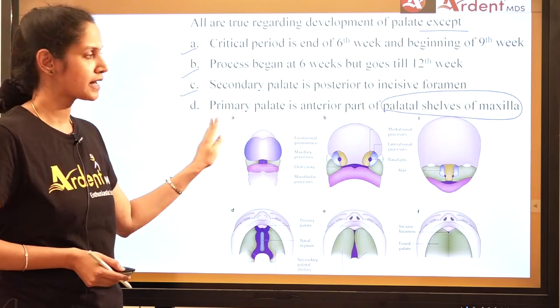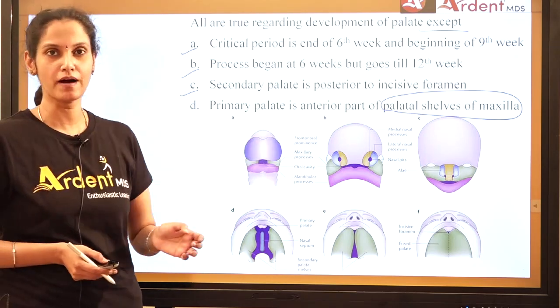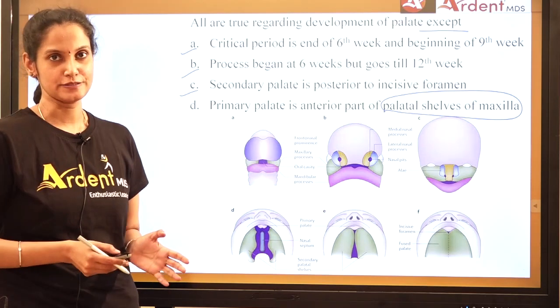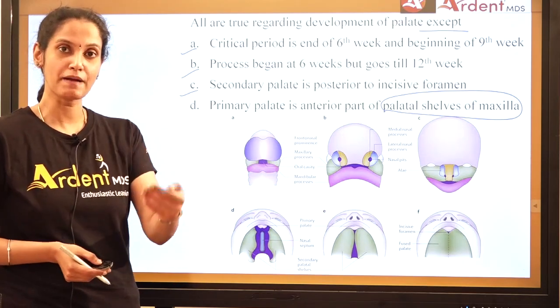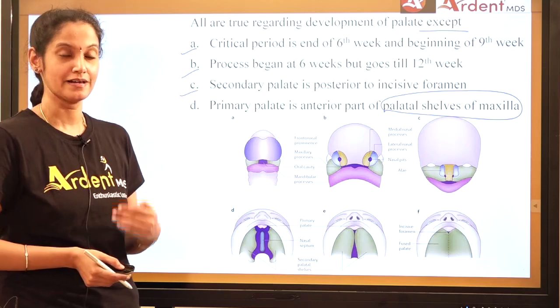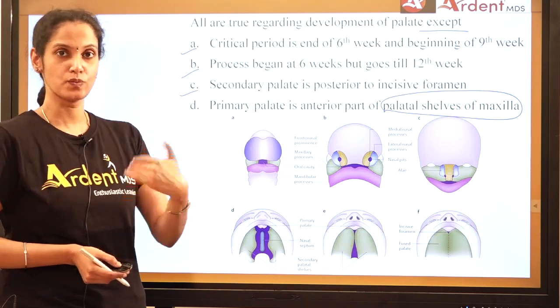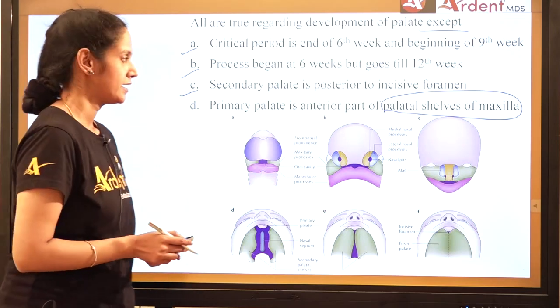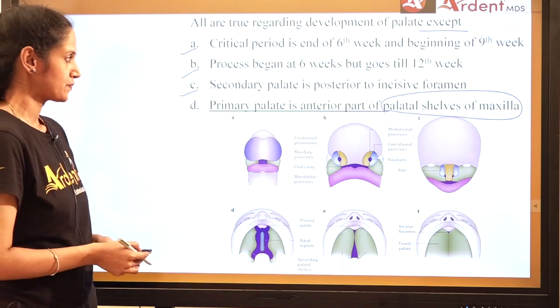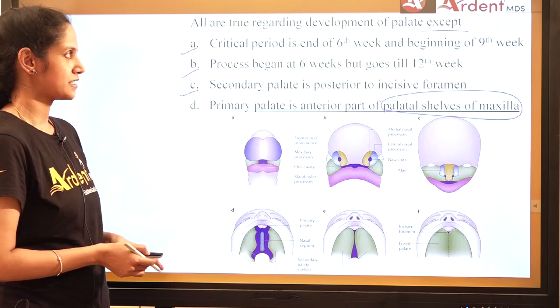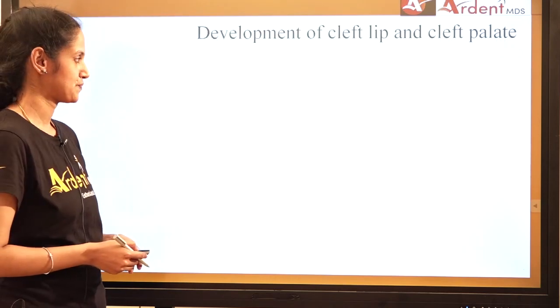But otherwise, the primary palate forms the anterior part of the palatal region. We know that palate has a primary palate and a secondary palate. Primary palate in the anterior part and secondary palate situated posteriorly. So, this is the false statement for the question given.